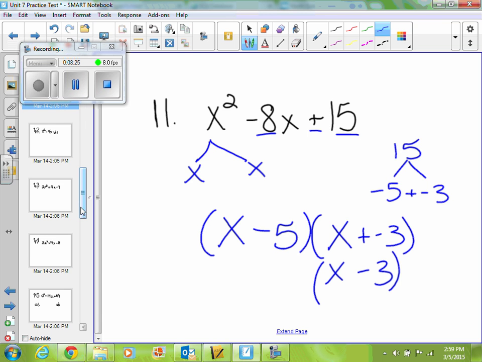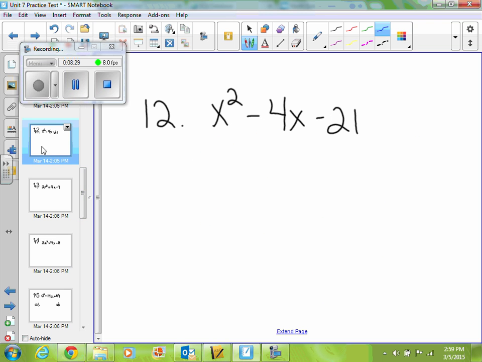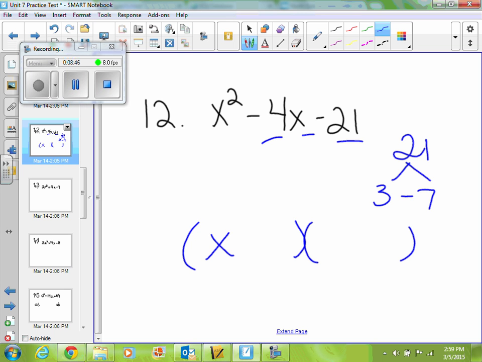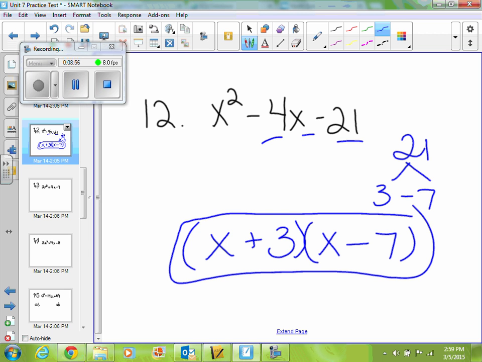Alright, so any questions on number 11? Alright, on 12, x squared minus 4x minus 21. Do I have a leading coefficient? Okay, so factors of 21 that subtract to negative 4. 3 and 7. Very good. 3 minus 7. So x squared we determined breaks down into x and x. We just determined that we have a 3 and a minus 7. Is that 3 positive? Positive. Alright, so everybody good with number 12?